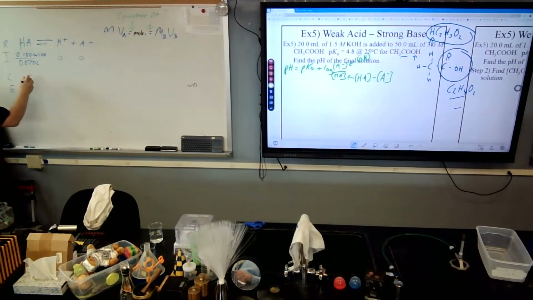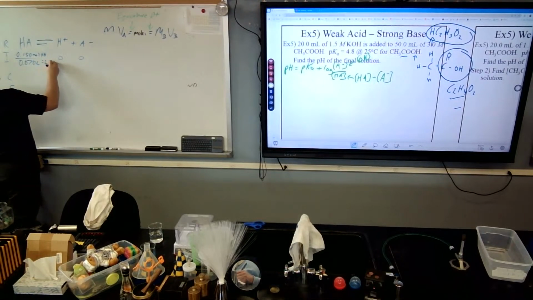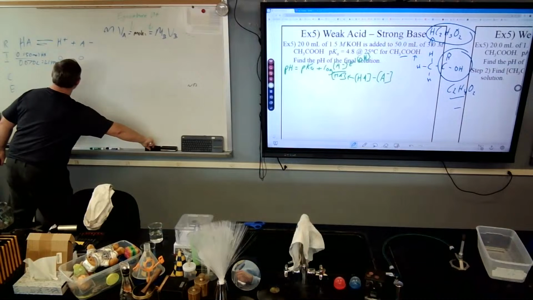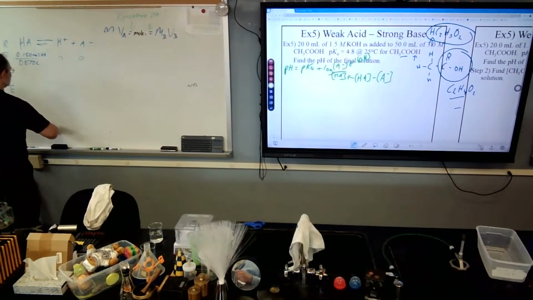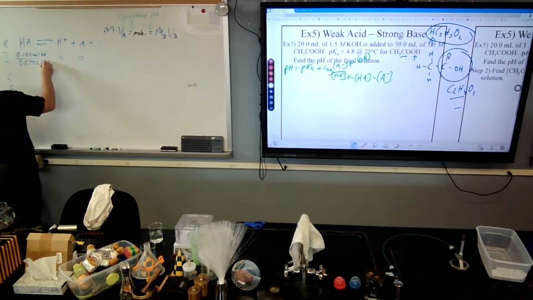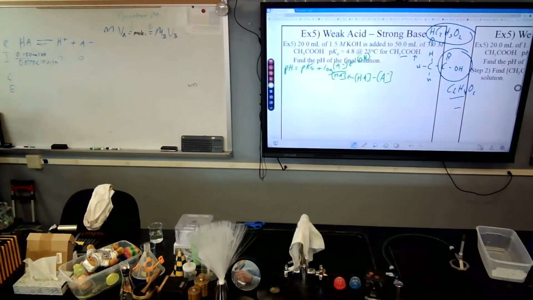$2.14. 2.14 molar? 0.214. Okay, I was like, wait a minute. 0.214. That's more like it. Molar. Cool so far? All right.